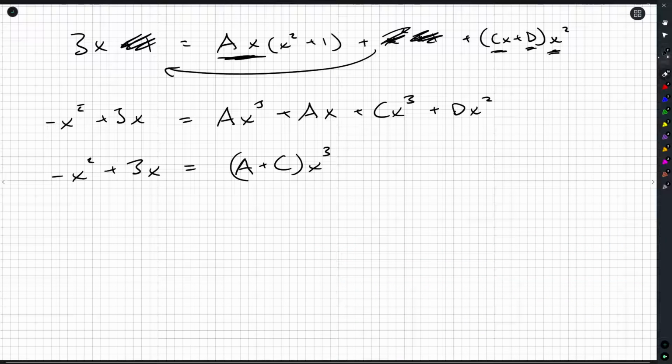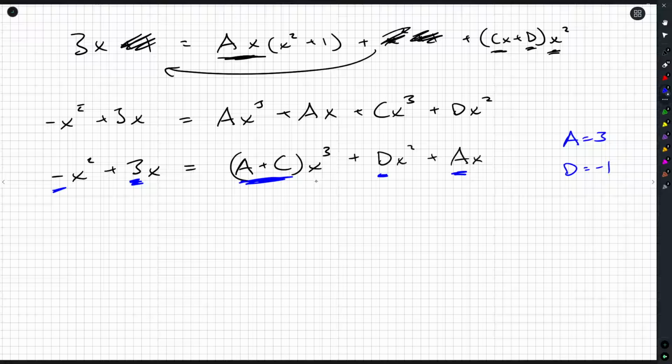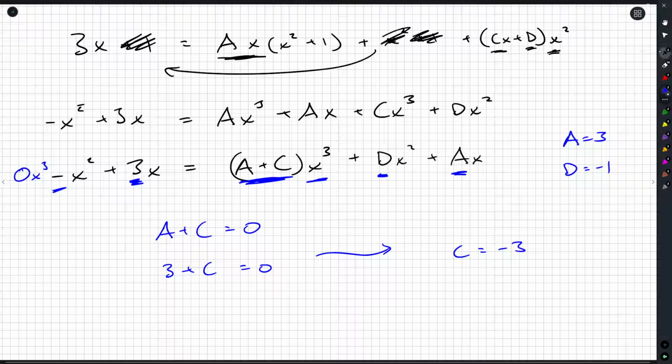Okay? So we collect like terms. We have a single x squared term, a single x cubed term, a single a term. Okay? And comparing those things, we can see, oh, 3 and a must be the same. Well, that's pretty easy. d and -1 have to be the same. And a plus c x cubed has to be, well, there aren't any x cubes over here. There are 0 x cubes. So that's also telling me, a plus c is equal to 0. But I already know a is 3. So we can see, oh, c is going to be -3.